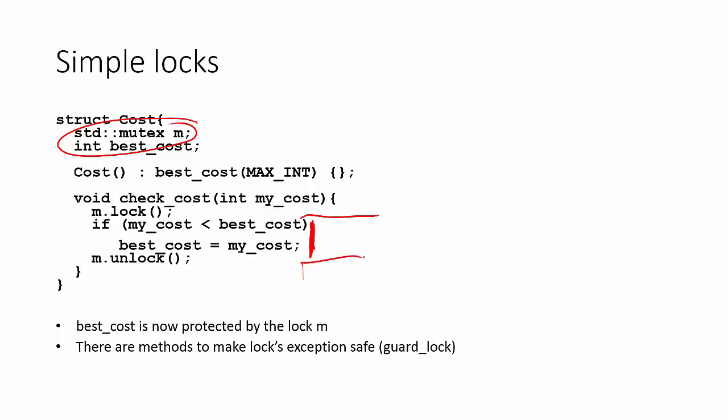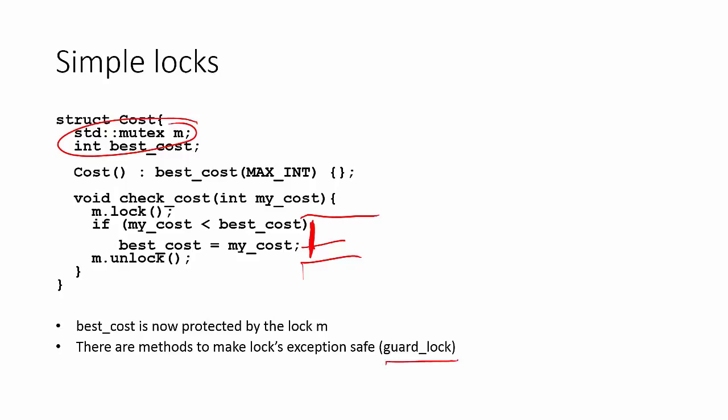So this is a simple way of protecting some code here. This is not exception safe. If an exception happens inside here, which is not likely in this simple case, but you could have a memory exception, for instance, then the lock would be locked for eternity. There are ways to deal with that when you have exceptions in C++, and it's called a guard lock, but this is out of the scope of this presentation.